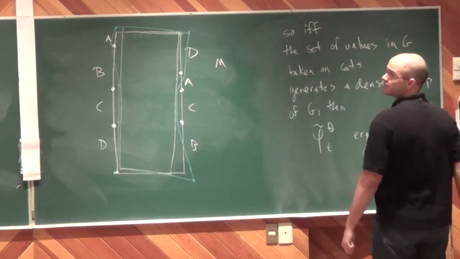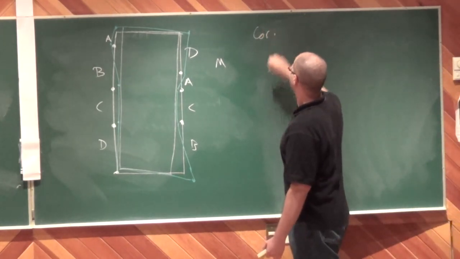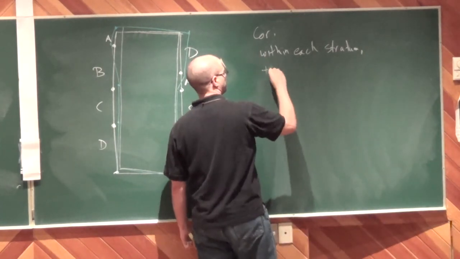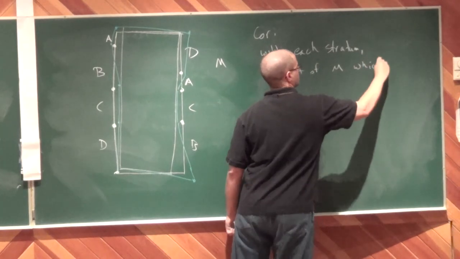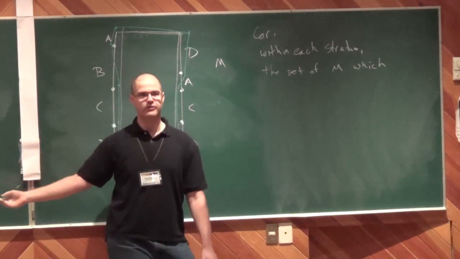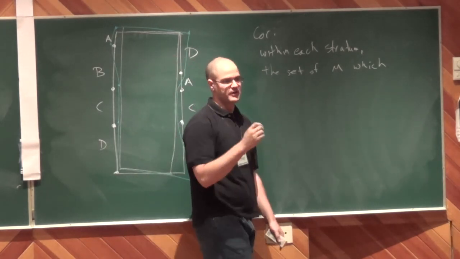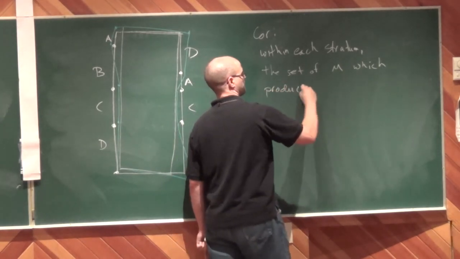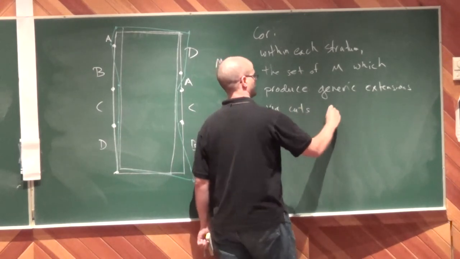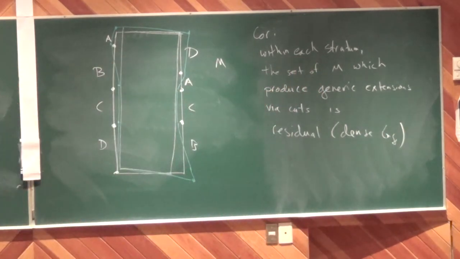So what's reasonable to believe is the following corollary. Within each stratum, the set of M, which we're just going to summarize as forms generically ergodic extensions via cuts. For a generic way of laying down a collection of cuts, the corresponding group extension will be ergodic in almost every direction, provided the values generate a dense subgroup of G. So topologically, it's a generic condition within each stratum.